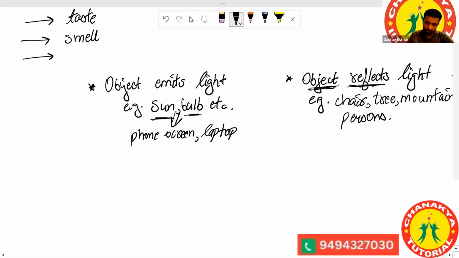So how does this work? Let's say there is a box placed here, and here is the sun. Assume Harshit is standing here.